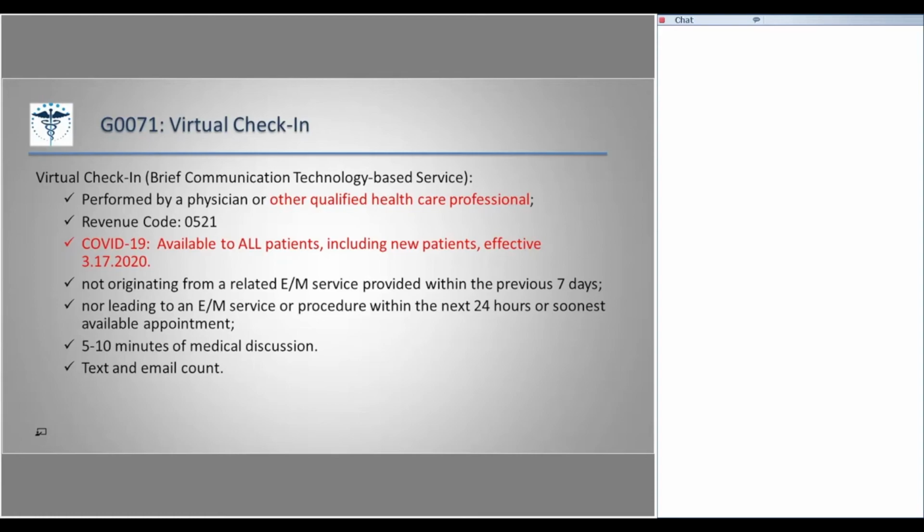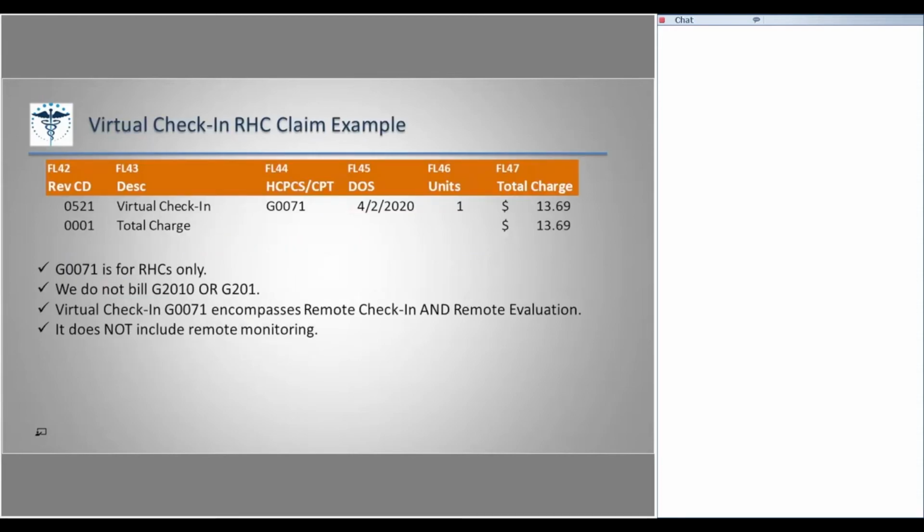So if you had a less than 5-minute telephone visit, I don't know how that would go down with a provider, but that may be just a script refill. Less than 5 minutes, but with the provider, that would be a virtual check-in. Provider gets a text, that works. Emails work. Look at what we do not have on here. We don't have a CG modifier. We don't have a 95 modifier. It could certainly be a CS modifier, but we bill G2010 or 2012, excuse me. We have, again, an RHC FQHC specific code. This code does not include remote monitoring. It includes remote check-in and remote evaluation.